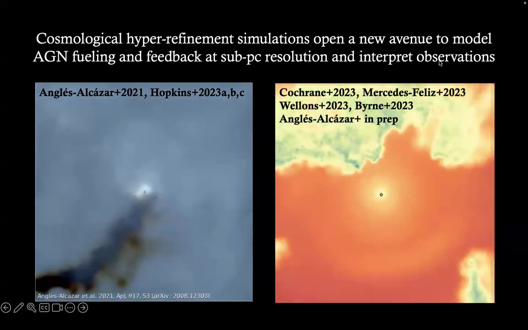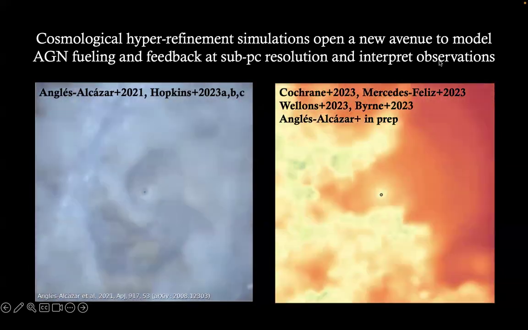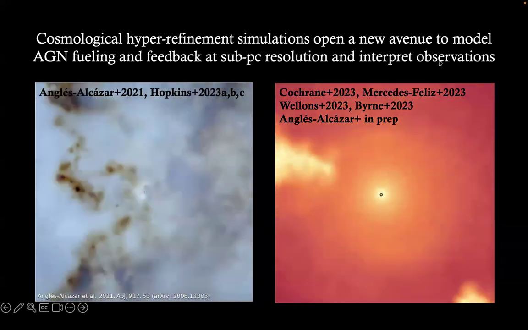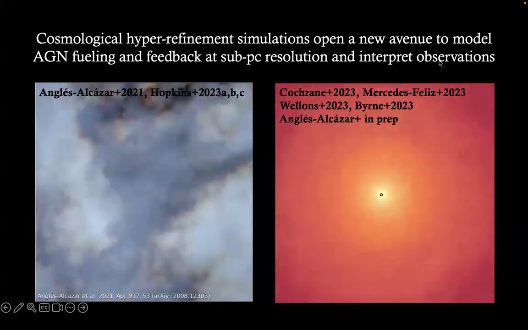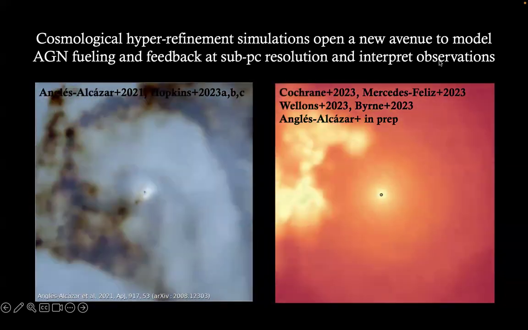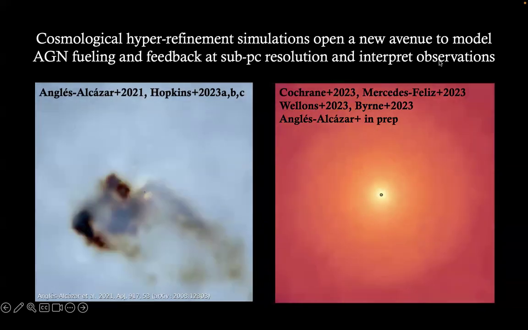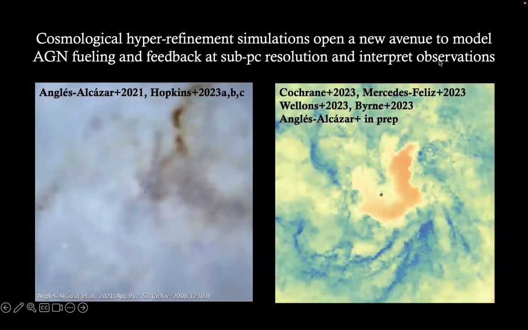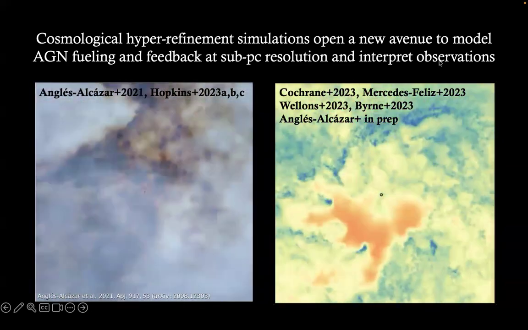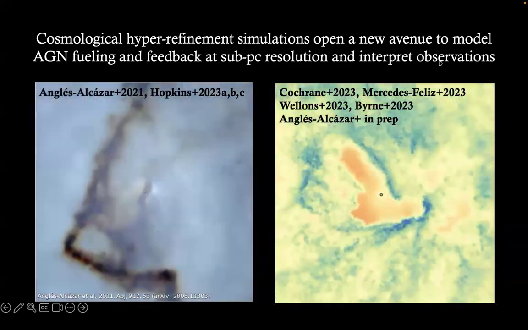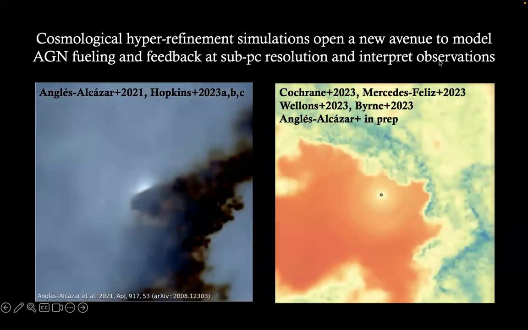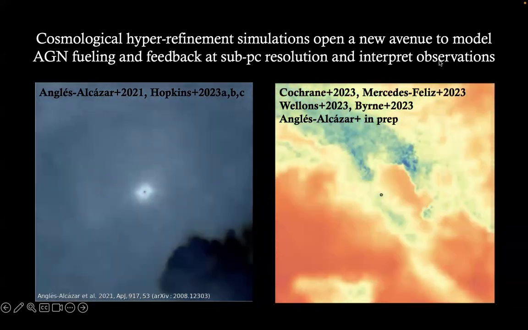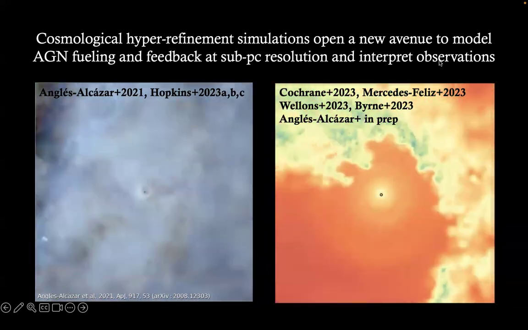And also at low redshift, I'm very interested in doing hyper-refinement applied to interpret observations of nearby AGN. I think there are beautiful, highly resolved observations of the nearby universe where we can learn a lot about black hole growth and feedback at very high resolution. So that's definitely the plan. We have a large library of FIRE simulations that we can use as templates to then do these hyper-refinement simulations.